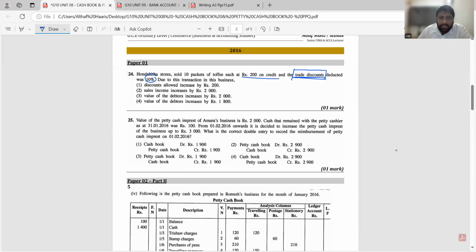Discount allowed increasing by 200. Sales income increasing by 2000. Value of the debtors increasing by 2000. Value of the debtors increasing by 1800. Out of these four, the first one is obviously out, because as the discount allowed expense, we always have to write the cash discounts, not the trade discounts. As our sales value, we have to take the value after the trade discount.